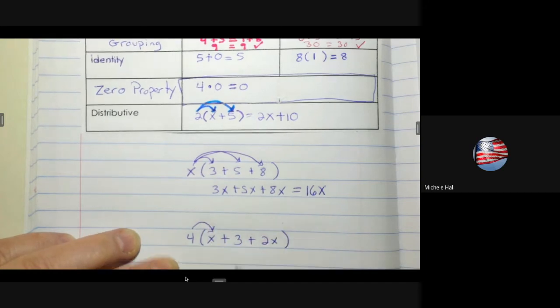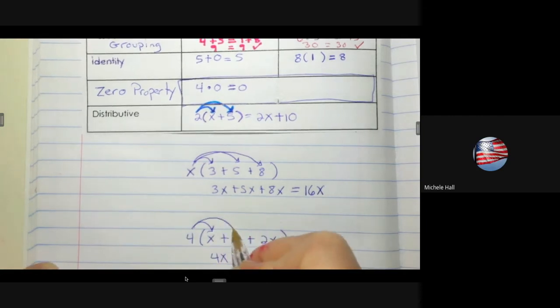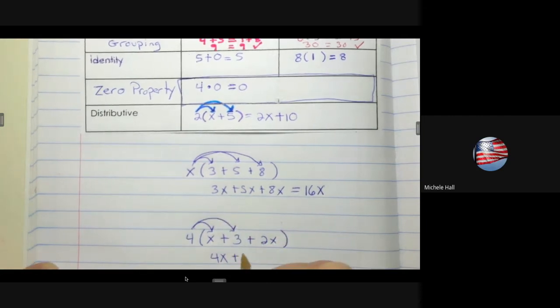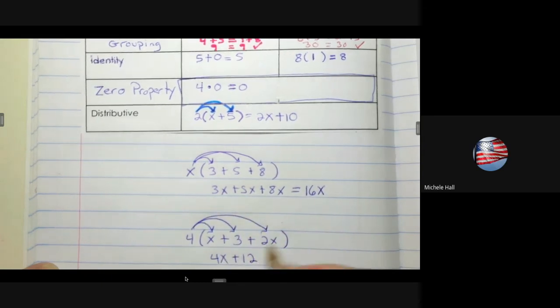4 times x is 4x. We put them right next to each other to show multiplication. 4 times 3 is a positive 12. And 4 times 2x is a positive 8x.